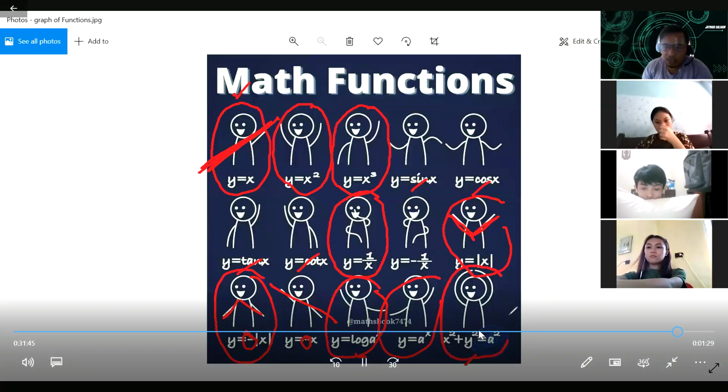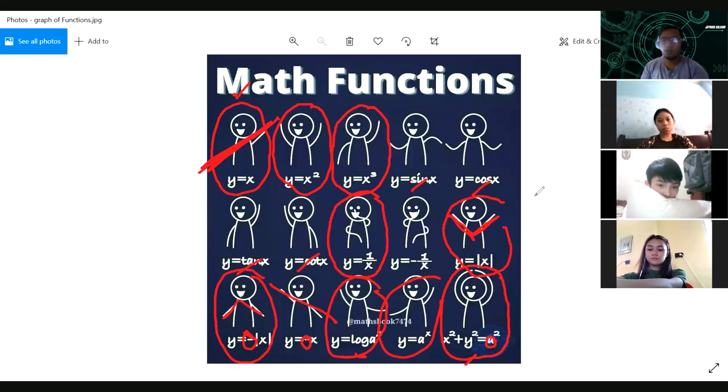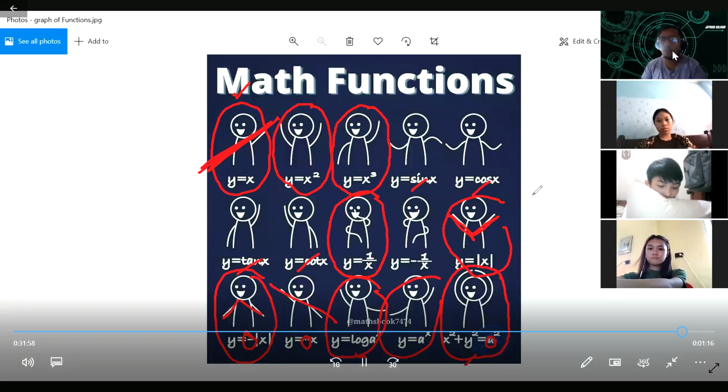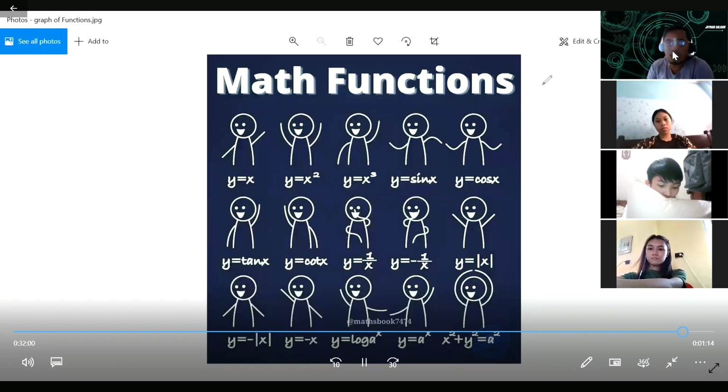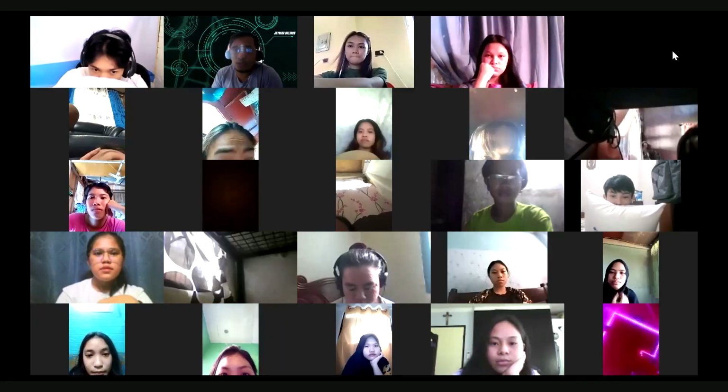The circle. Again, this is not a function. It's just a mere relation. It will be x squared plus y squared equal to a squared. And this a will represent the radius of your circle. Okay? So, that's it. Those are the special functions that I need to discuss today before I proceed with our discussion of rational functions next.